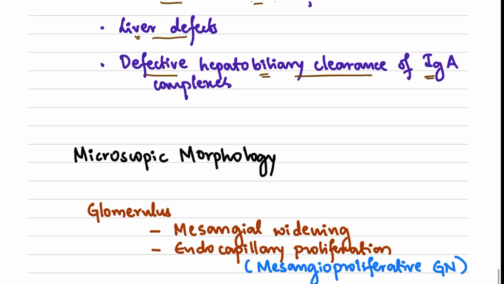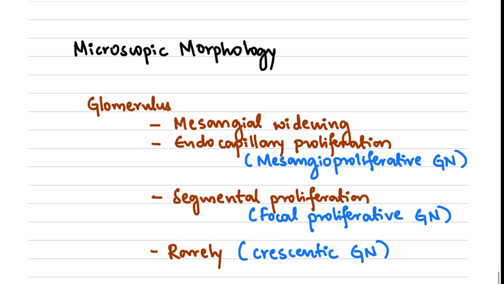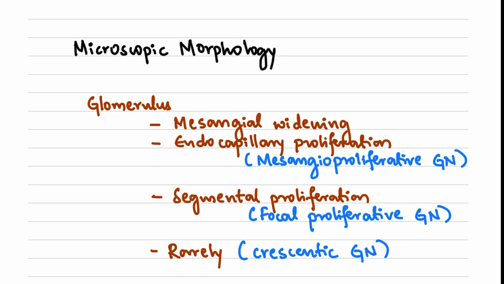Finally, coming to the microscopic morphology. Upon light microscopy, what you will see is a glomerulus, and in the glomerulus we can see mesangial widening. Along with mesangial widening we can also see endocapillary proliferation of the mesangial cells. These two are the classical features of mesangioproliferative glomerulonephritis. So in IgA nephropathy, in which we can see mesangial widening along with endocapillary proliferation, we can say that this is similar to mesangioproliferative glomerulonephritis, also known as MPGN.